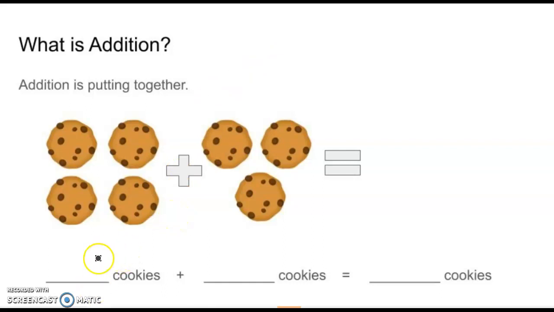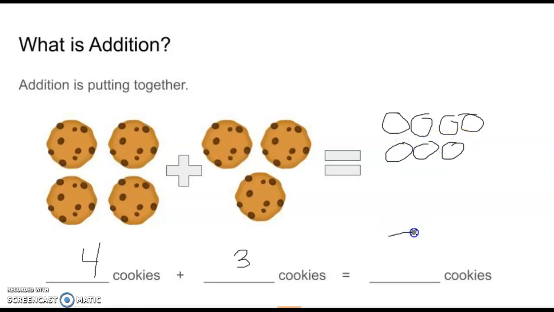So for example, if you had 4 cookies and I had 3 cookies and we put all of our cookies together, that would give us 1, 2, 3, 4, 5, 6, 7 cookies in all. So 4 plus 3 equals 7. If you put 4 and 3 together, that equals 7. So just remember that addition is putting together.